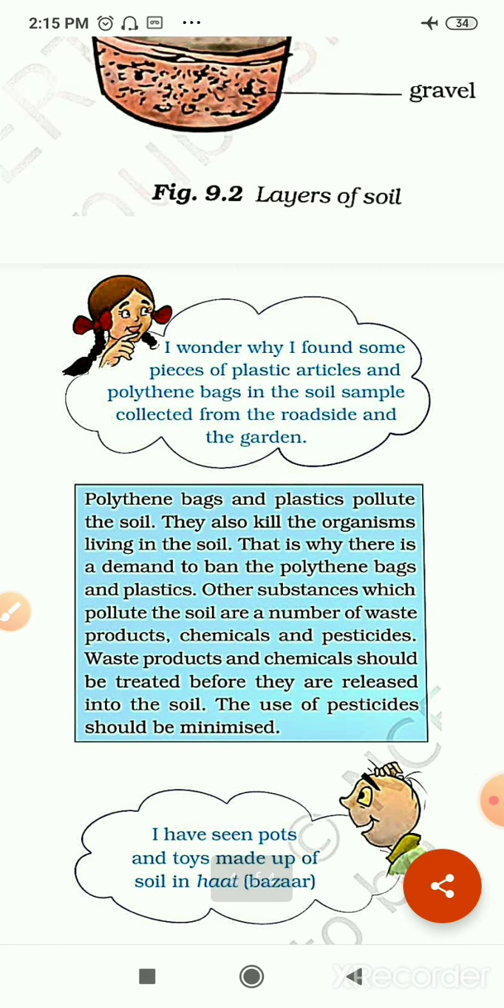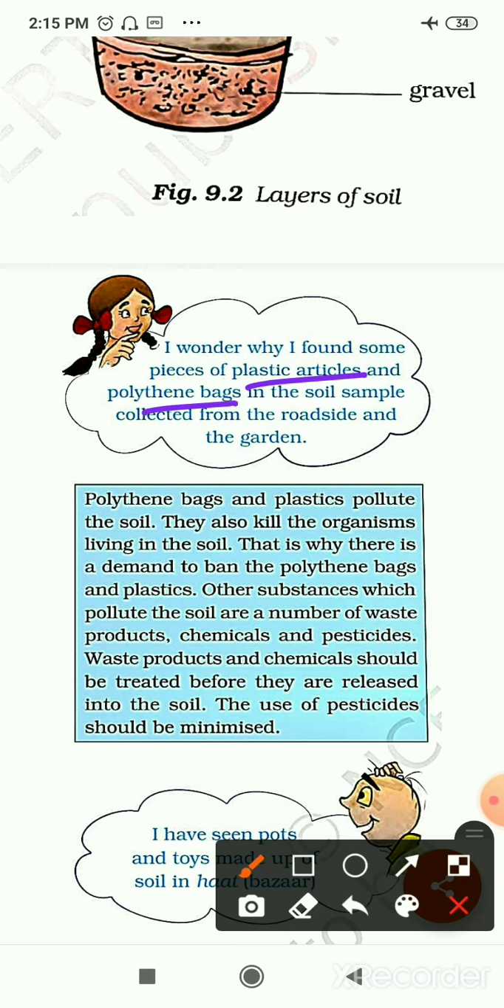Now the next is Paheli is asking one question. Let's see. I wonder why I found some pieces of plastic articles and polythene bags in the soil sample collected from the roadside and the garden. Okay. Then you all know about this. Plastic particles are there, polythene bags are there, in the roadside as well as the garden soil. So this is called soil pollution.